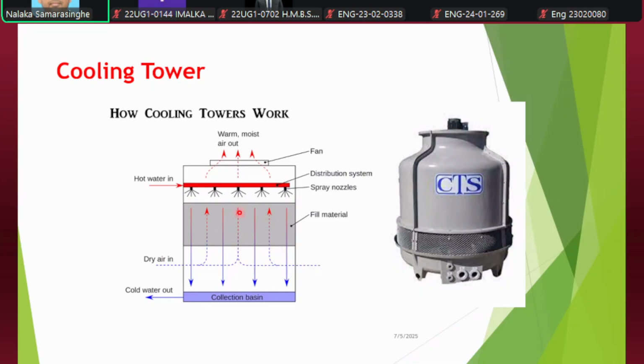After that, the water will drip onto the collection basin at the bottom, and the water will again be recirculated through the condenser unit. That's the usual method of operation of the cooling tower. So we will stop for the time being, and we will continue from the next class.